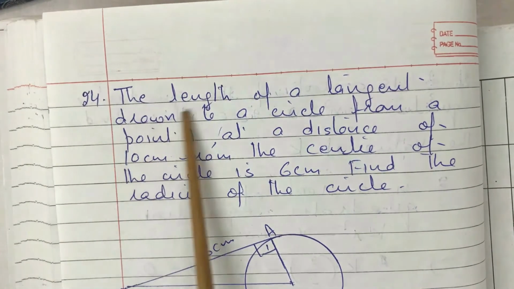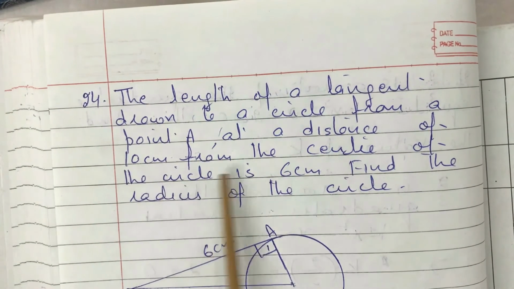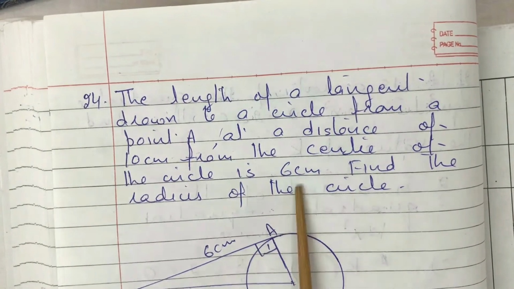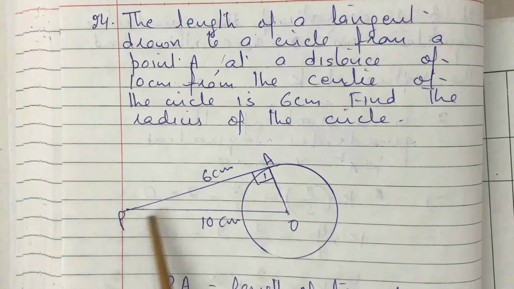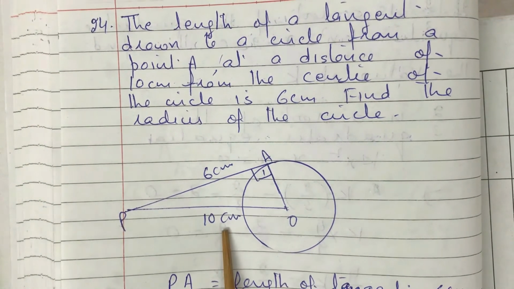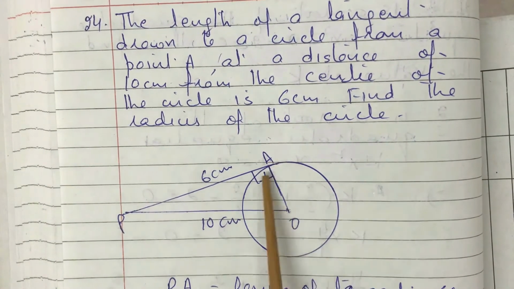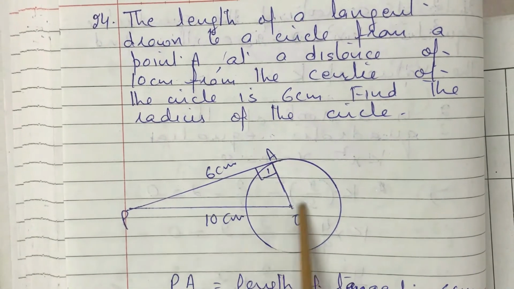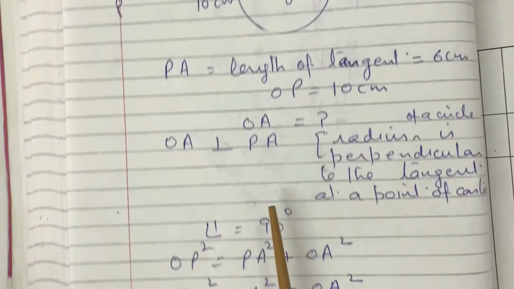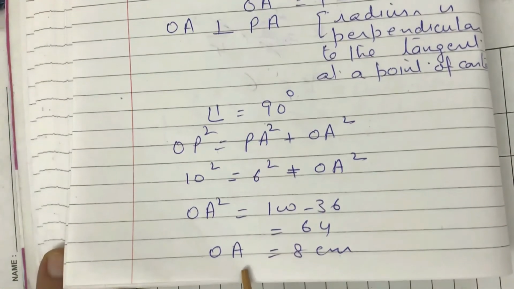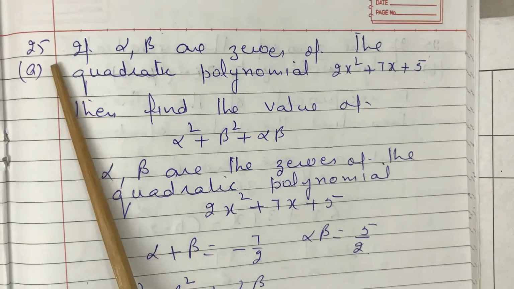Now 24th question. The length of a tangent drawn to a circle from a point A at a distance of 10 cm from the center of the circle is 6 cm. Find the radius of the circle. Now the length of the tangent is 6 cm and this distance is given as 10 cm. This angle is 90 degree because the radius is perpendicular to the tangent at the point of contact. So this is a right angle triangle. I am to find the radius. Apply Pythagoras and you will get OA is equal to 8 cm. That is the answer.